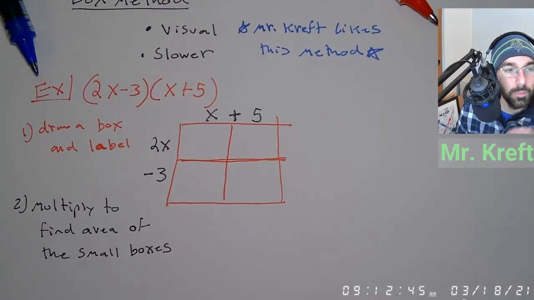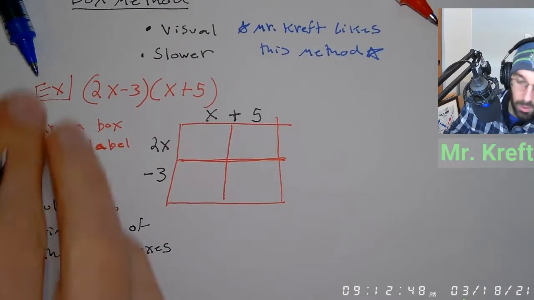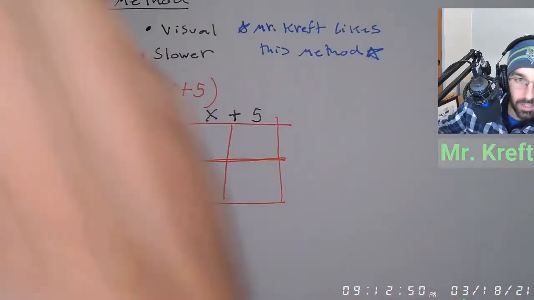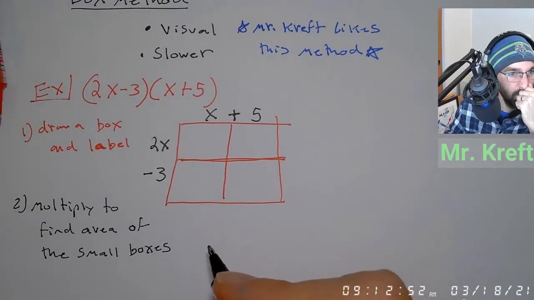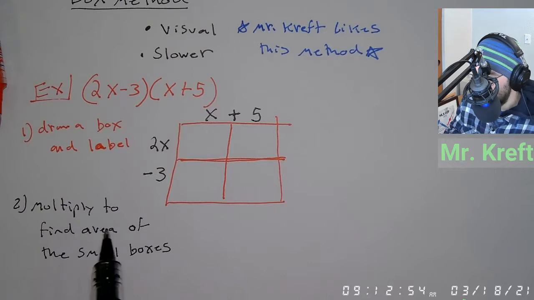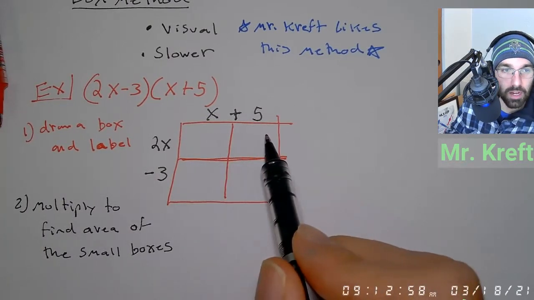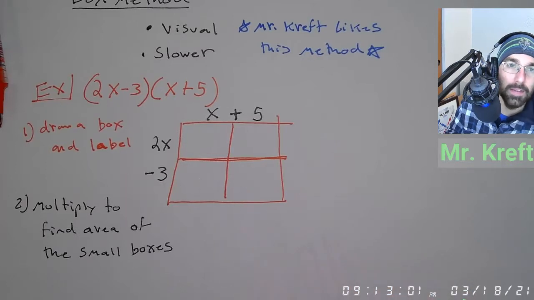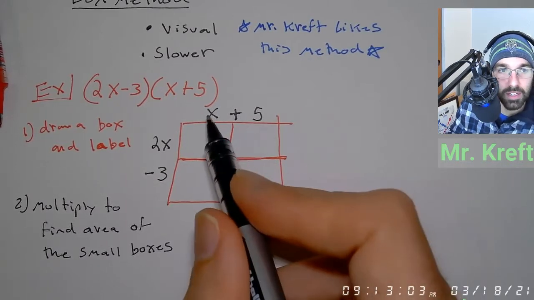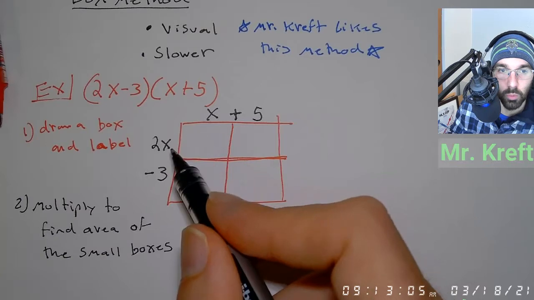So we're going to multiply to find the area of the small boxes. And don't worry guys, we're going to practice this a bit, okay? You see how there's 4 small boxes on the inside? We're going to find the area of those small boxes. And remember, to find the area of a box, it's just length times width.